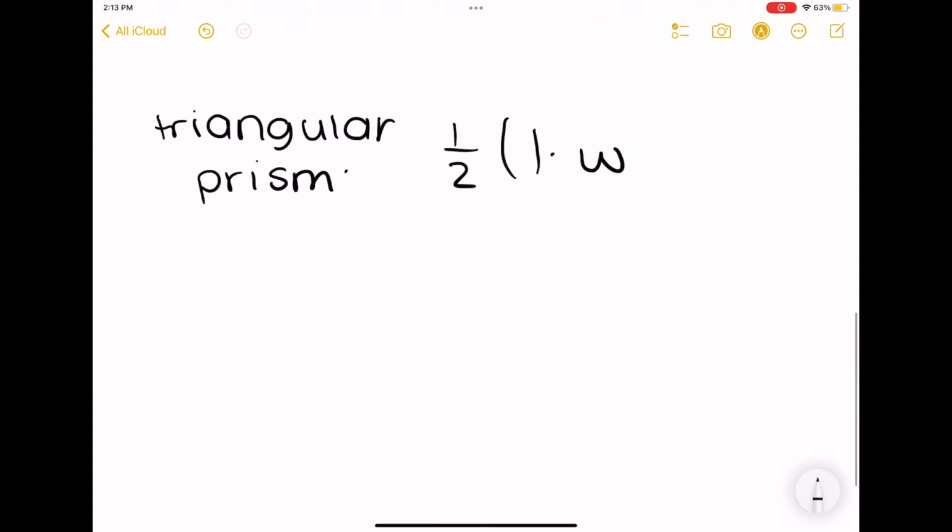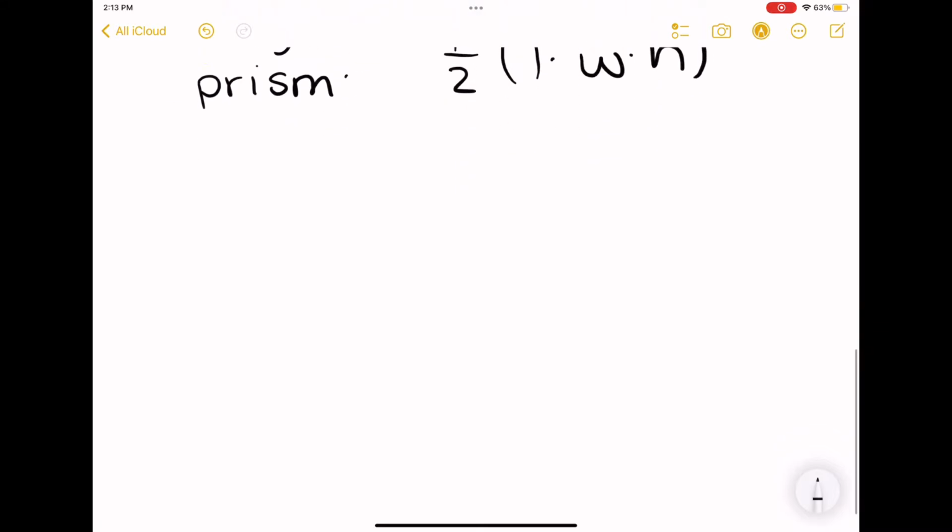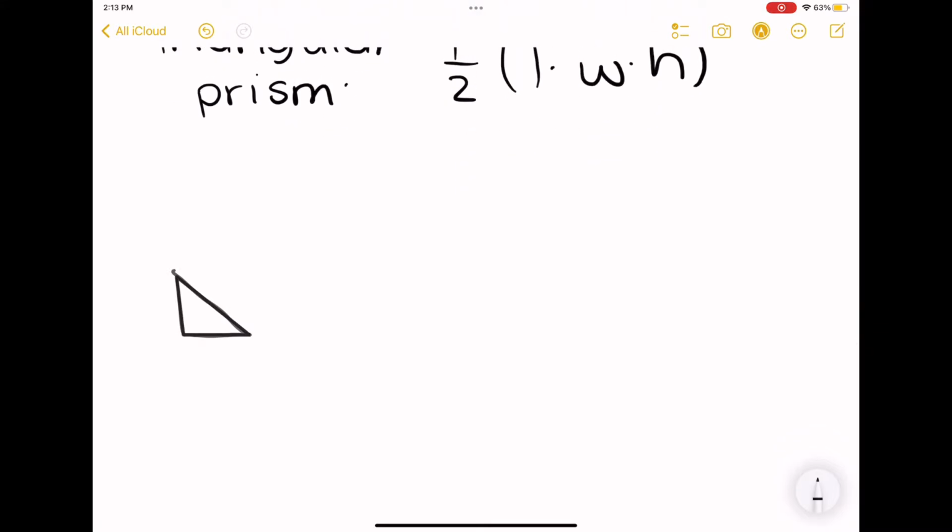And it is really important to note that whenever we have volume, we're going to be having units cubed because we are multiplying the unit by itself 3 times.